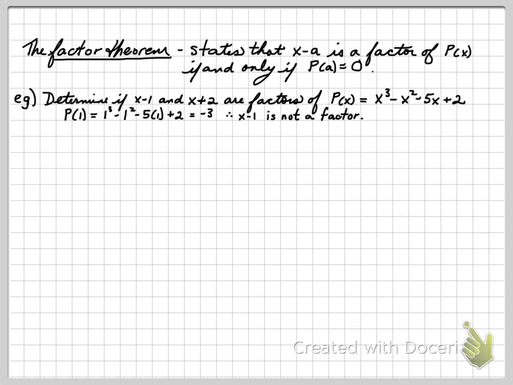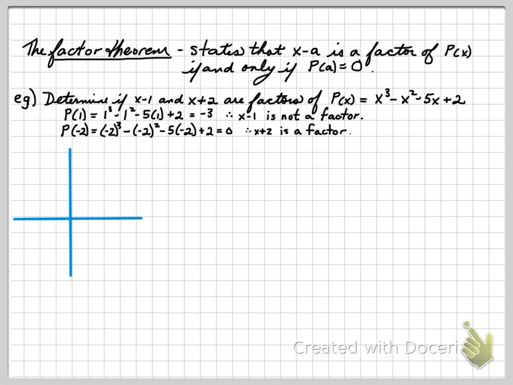Now let's look at x plus 2. That means I'm going to have to evaluate p at negative 2. P at negative 2 is negative 2 cubed minus negative 2 squared minus 5 times negative 2 plus 2, and that is equal to 0. Therefore, x plus 2 is a factor.